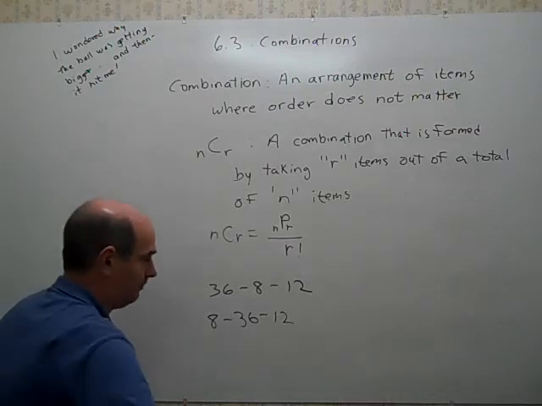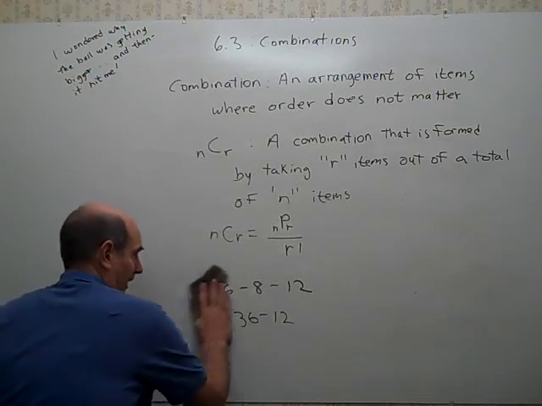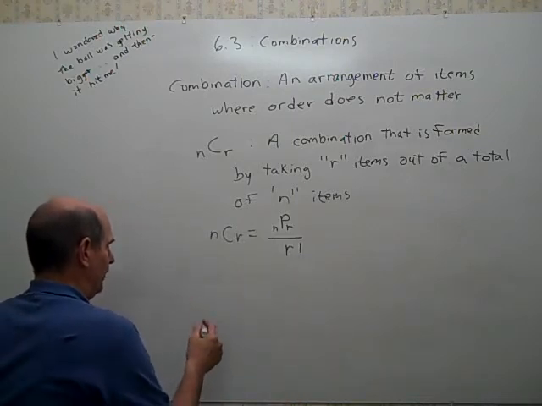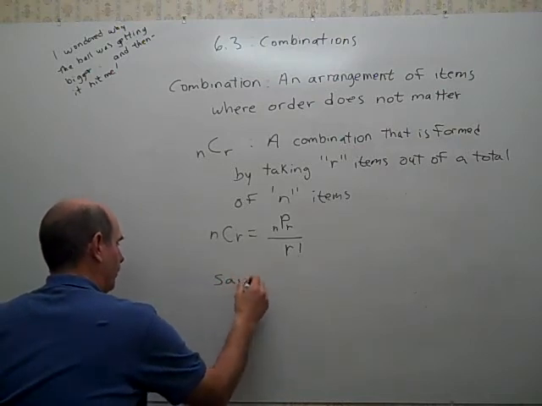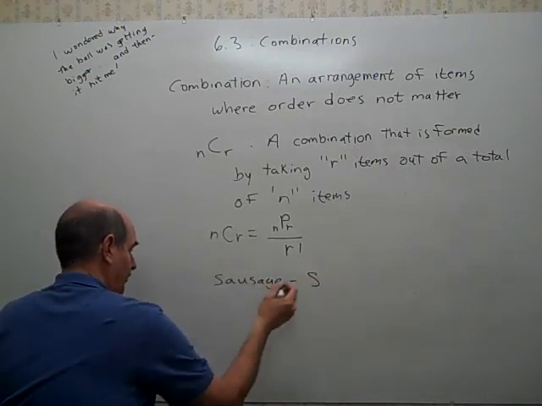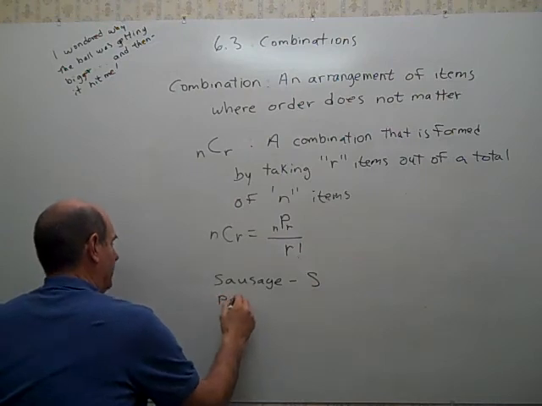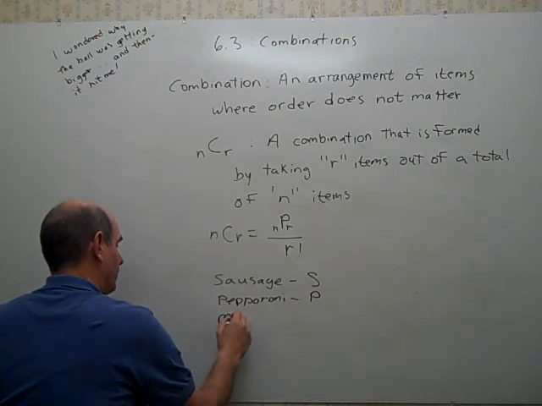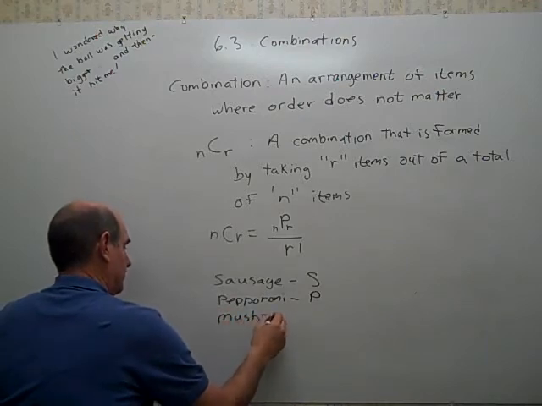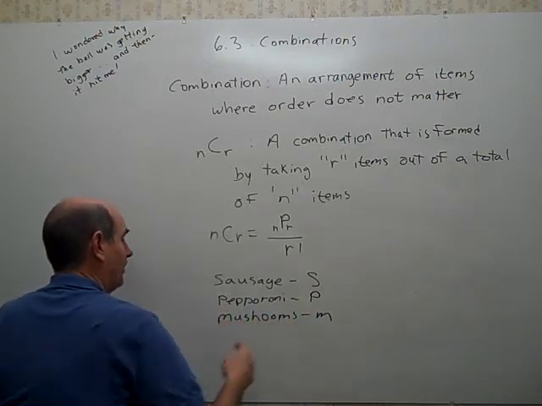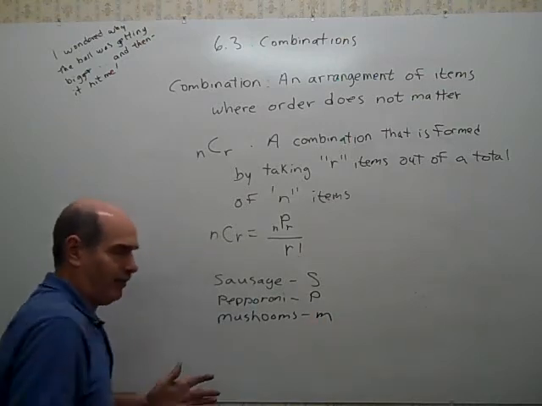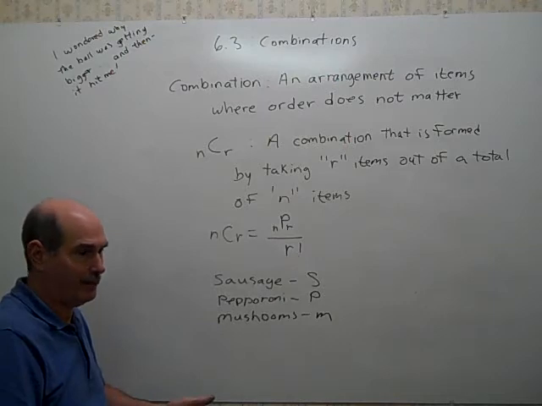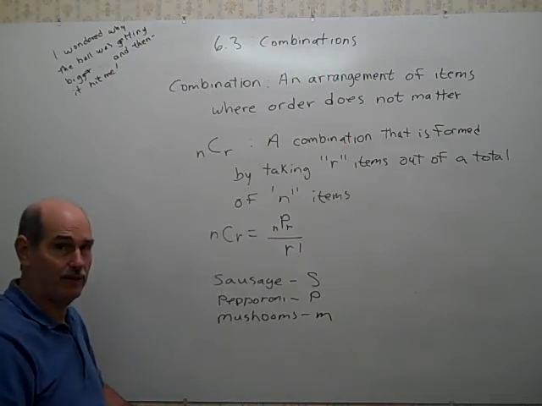You can take a peek at the formula here, but I'll talk about that in a minute. First, a simple example. If you order a pizza, you can choose between toppings: sausage, S, pepperoni, capital P, and mushrooms, M, and you can pick 2 of them. Does it matter what order they put the toppings on your pizza? Not really. So that's not a permutation, that's a combination.